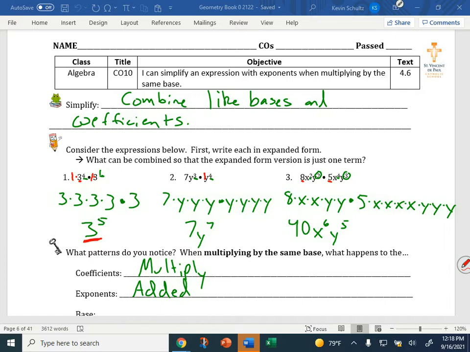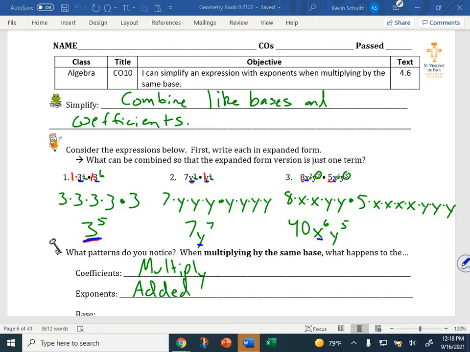Which leads us to the last one, which kind of cut off my page here, but you can see it on yours. The base, what happens to the base? What happened to our base of y here? Let me use a different color. What happened to our base of y here between our expression and our answer? What happened to our bases of x between our expression and our answer? What happened to our bases of 3 between our expression and our answer? Peter? Yeah, they didn't change. Your base stays the same.